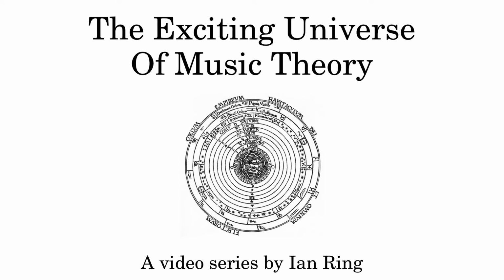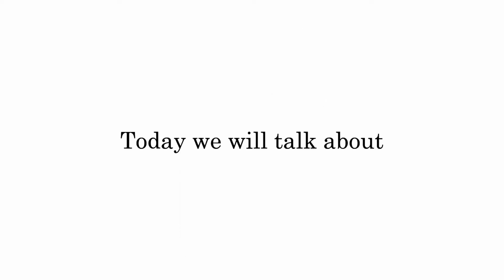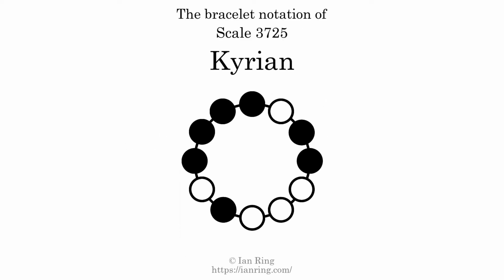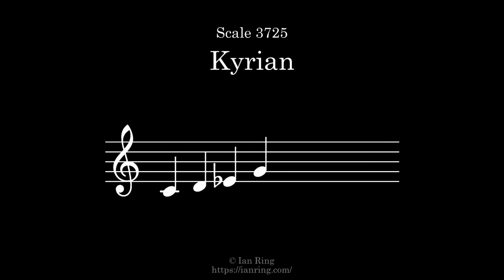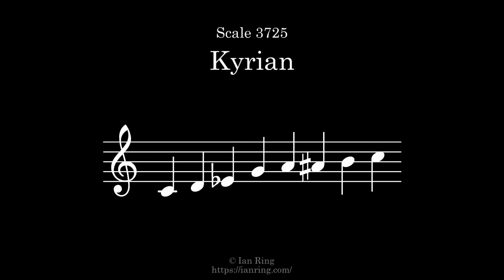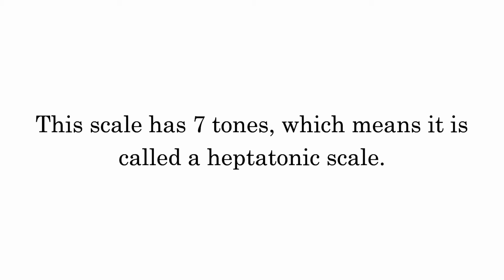Welcome to the exciting universe of music theory. Are you ready to learn? Then let's begin. Today we will talk about scale 3725, Kyrian, which sounds like this. This scale has 7 tones, which means it is called a heptatonic scale.